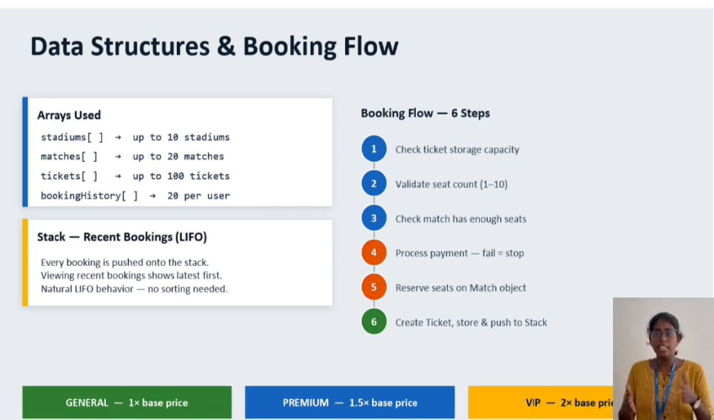Every time a ticket is booked, it's pushed onto the stack, and when you view the recent bookings, the last one appears first. That is the last-in-first-out behavior of a stack.